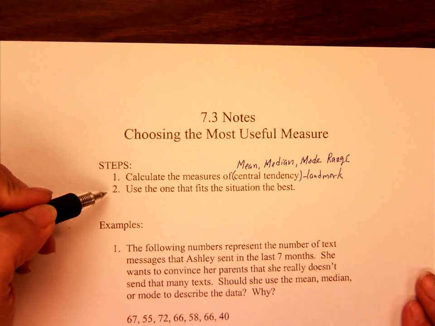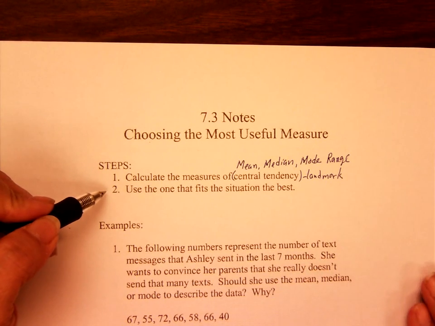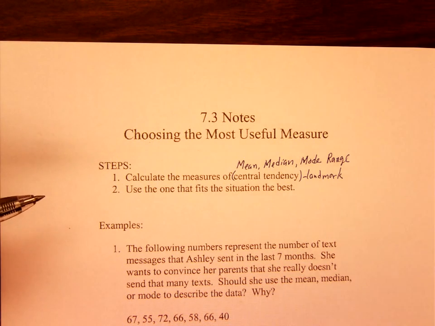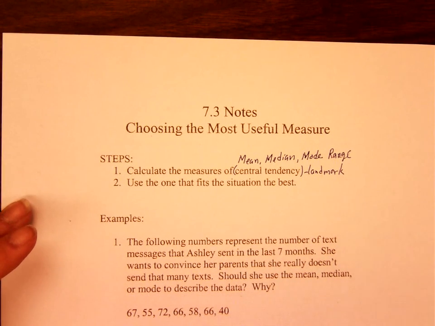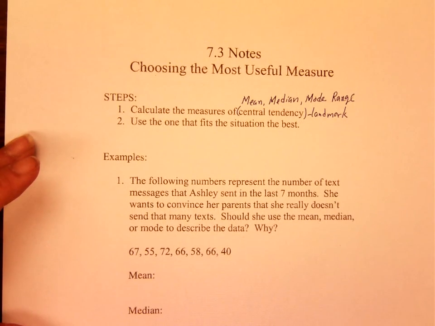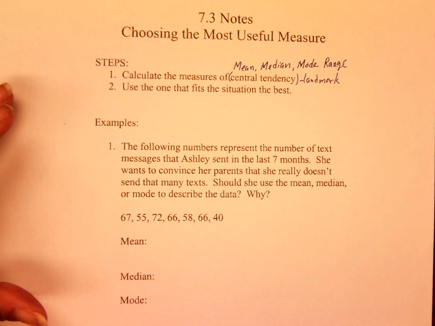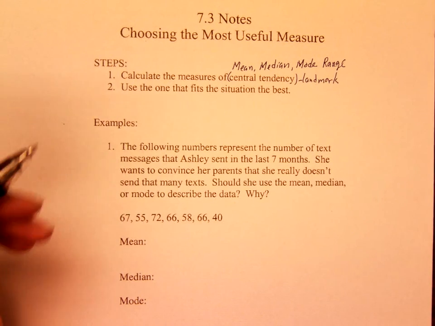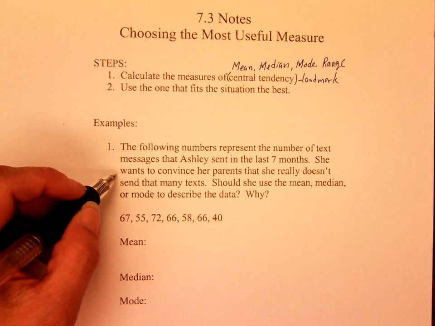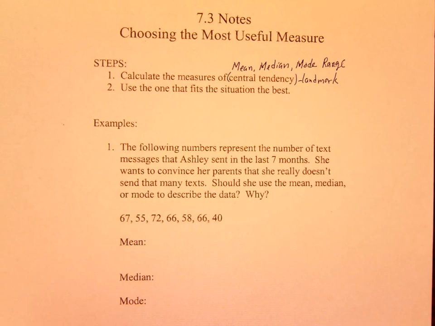Okay, step 2, you use the one that fits the situation the best. So you need to read the story and figure out which one of these landmarks you would use to answer the question. So number 1, it says the following number represents the number of text messages that Ashley sent in the last 7 months. She wants to convince her parents that she really doesn't send that many texts. Should she use mean, median, or mode to describe the text?